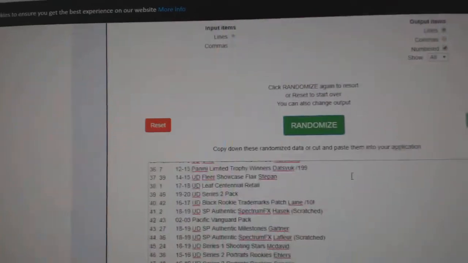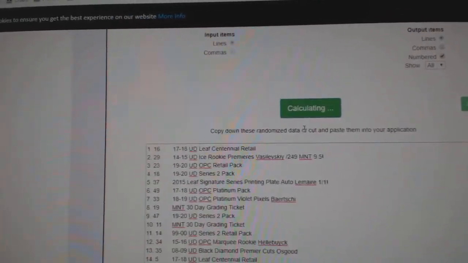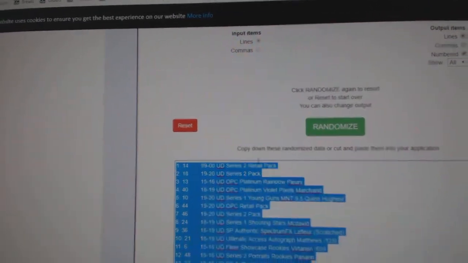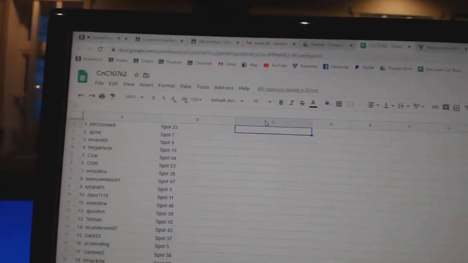Oh, that was the names already. All right, 50 items. One, two, three. Good thing I copied the names first. That would have been a oopsie.